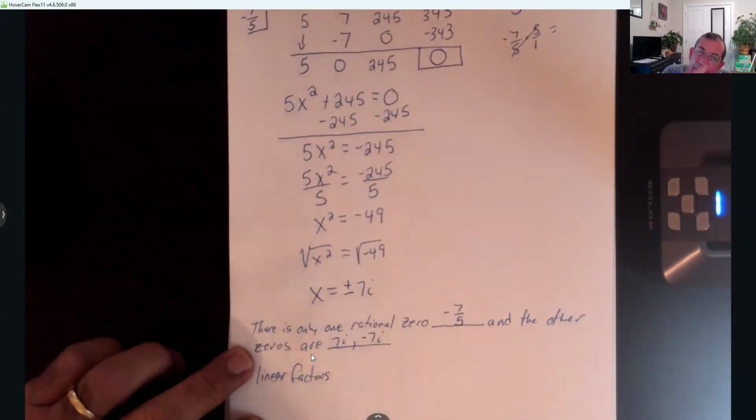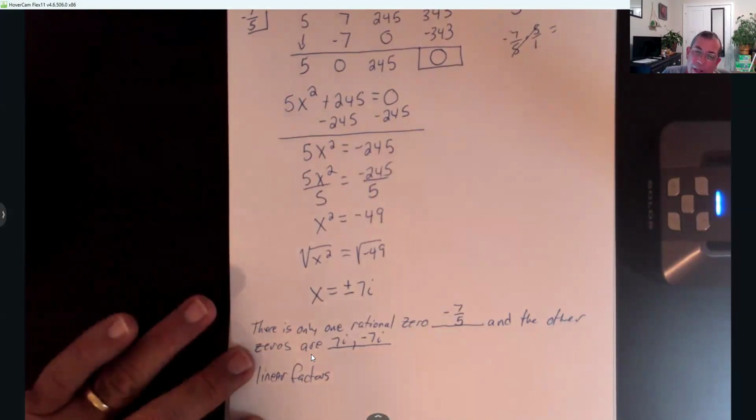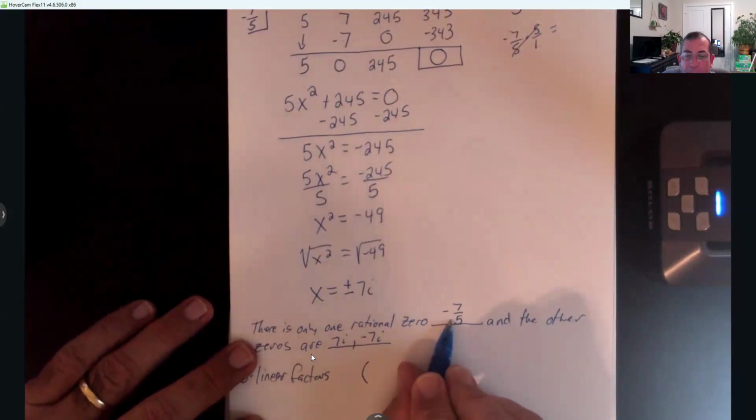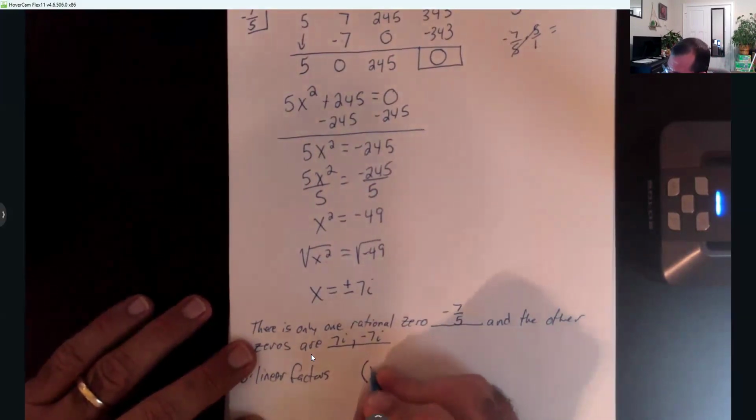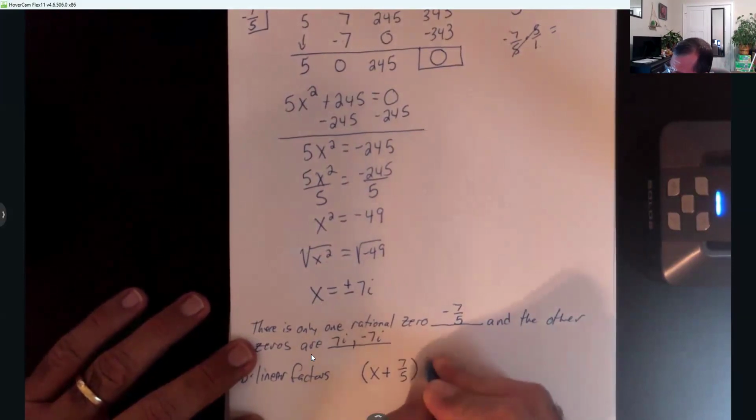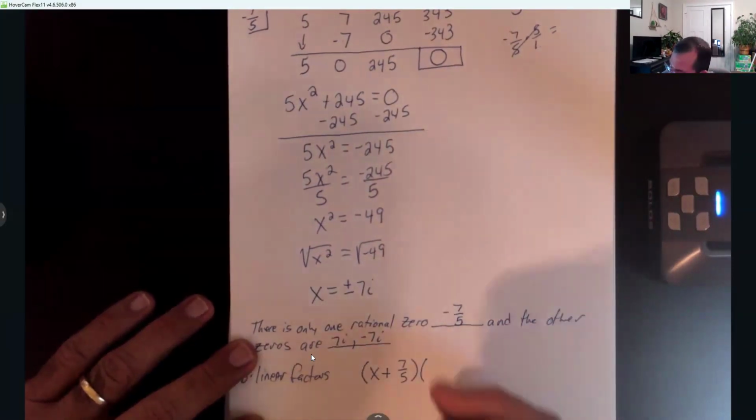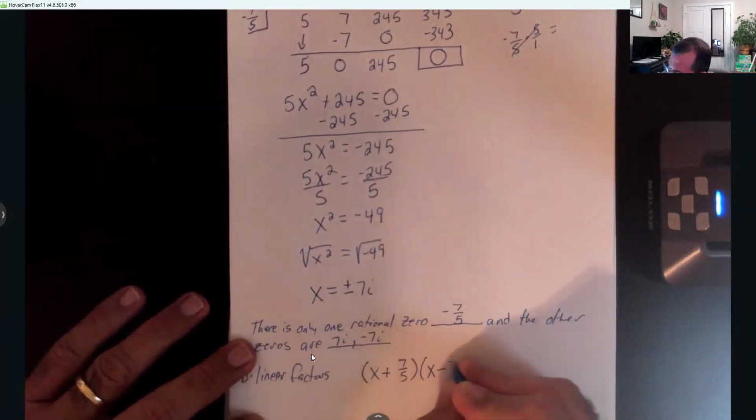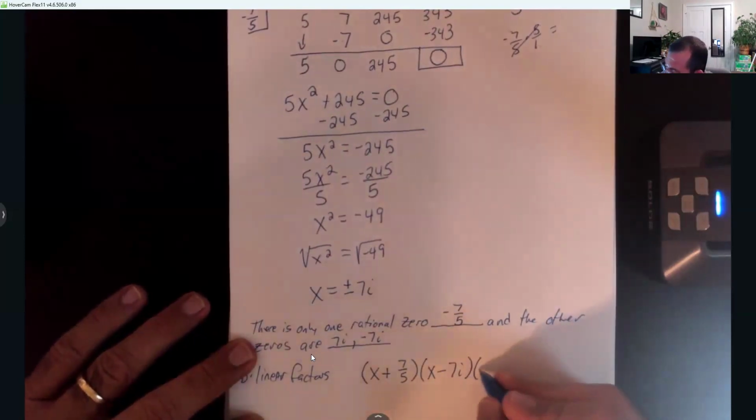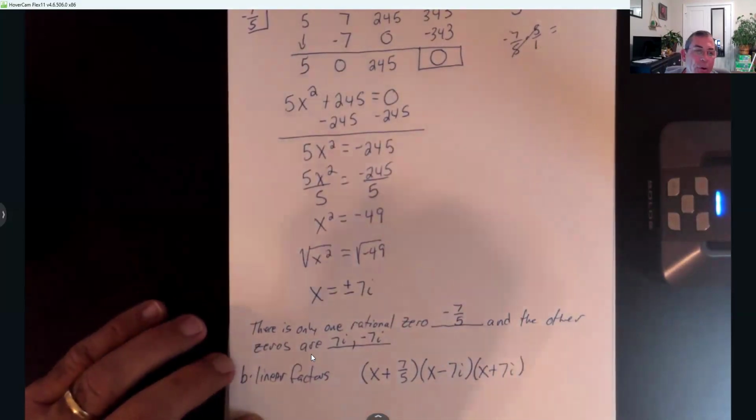Now, this one's a little trickier than the last one, and I'll show you why. So first, that's a negative 7/5. So this will become x plus 7/5. 7i, this will become x minus 7i. Negative 7i, this will become x plus 7i. Now, y'all, here's the only thing.